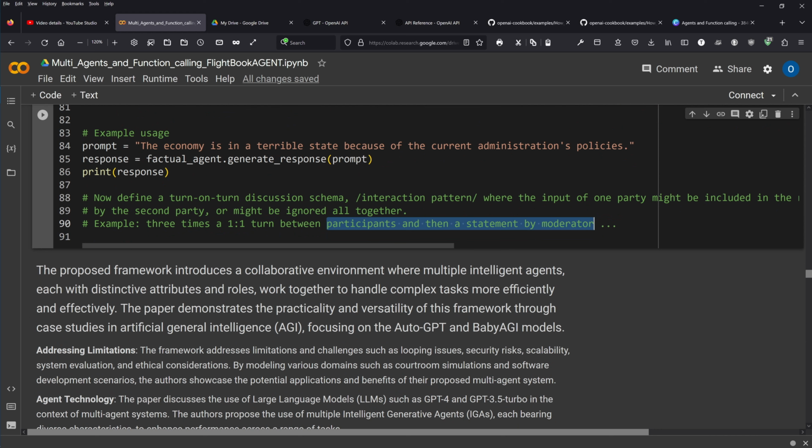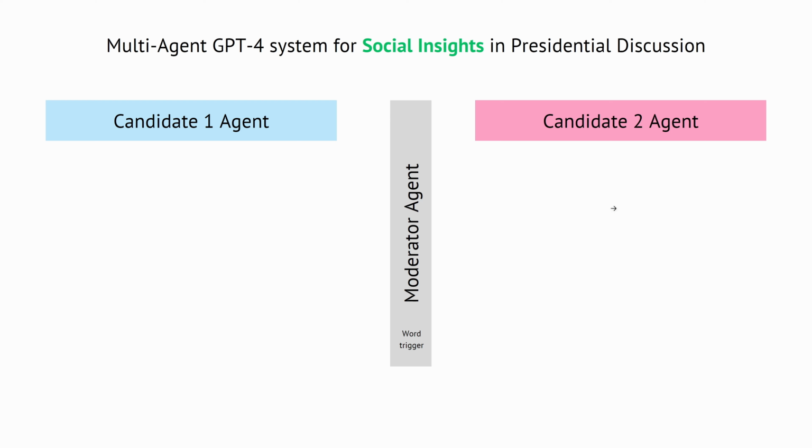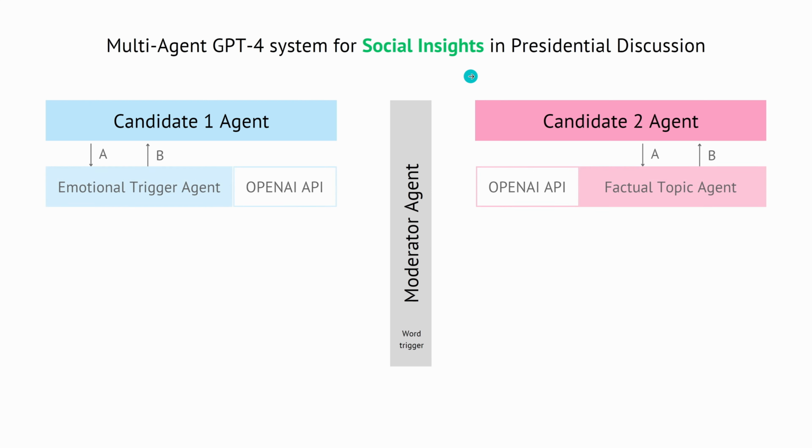Let me show you this maybe in a visualization. I think it's a little bit more self-explanatory. So here we are now in a simple symbolic depiction of our system. We have our multi-agent GPT-4 system for social insights in, let's say, a presidential election coming up in 2024 in a hypothetical country. So we have a candidate 1 with an agent, a candidate 2 with an agent, and we have a moderator. Three simple agents.